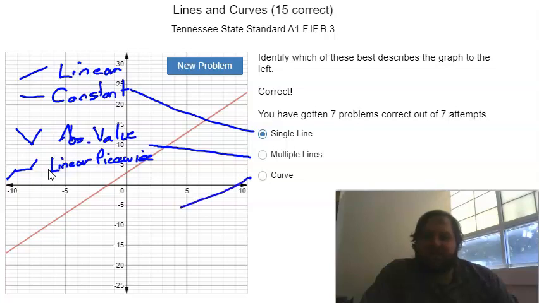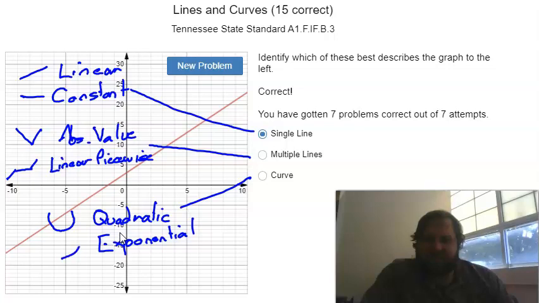For curves, those are going to be our quadratic functions, which remember are U-shaped, and our exponential functions form curves as well, and those kind of have that hockey stick shape to them. So there you go.